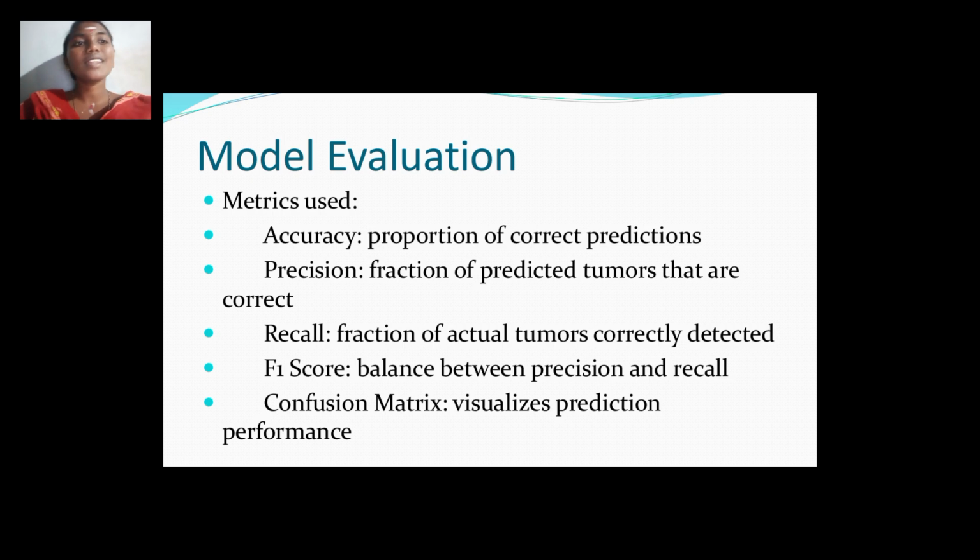First, accuracy. That means the proportion of correct predictions is the accuracy. If the accuracy is higher, the analysis is better. And precision. Precision means the fraction of predicted tumors that are correct. Recall is the fraction of actual tumors correctly detected. Next, the F1 score is the balance between precision and recall. And the confusion matrix visualizes the prediction performance.